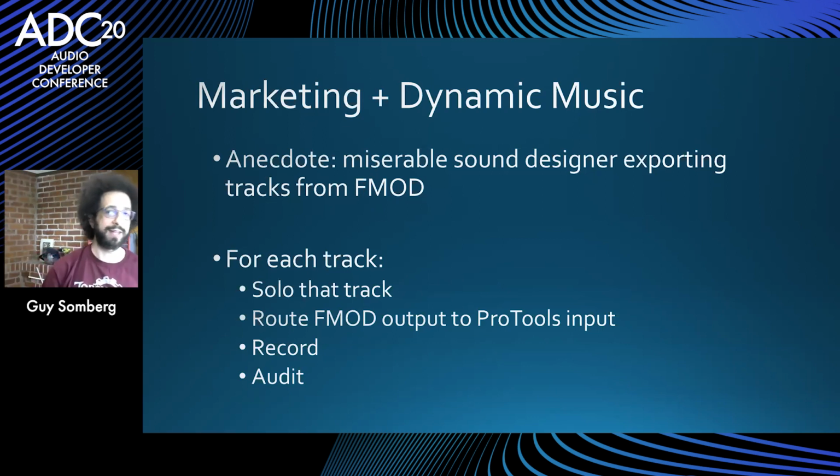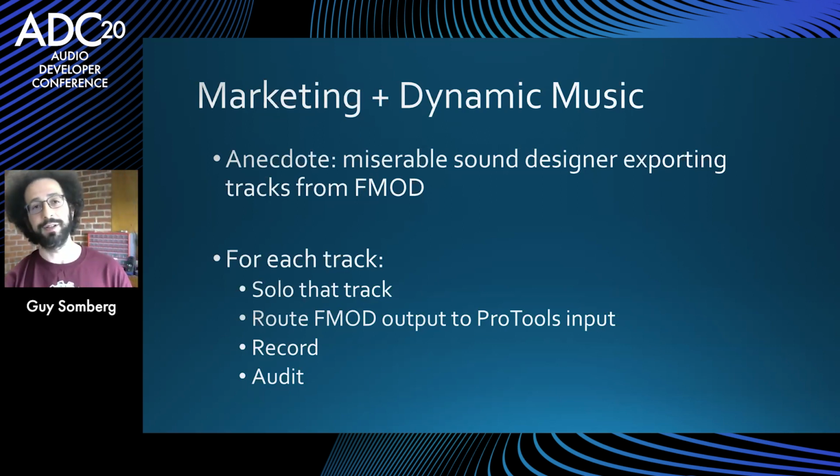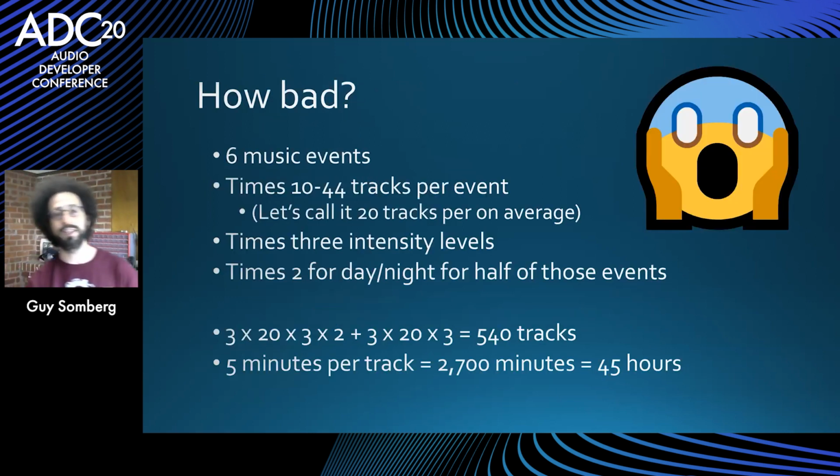This was the thing she had to do for each and every single track for each event in the game. How bad was this? This was terrible. 6 music events, 3 of which are day-night cycles, 10 to 44 tracks per event. Let's just call it 20 tracks on average times 3 intensity levels. That's 540 tracks, which means if we assume 5 minutes per track, that's 45 hours. 45 hours of literally nothing other than just recording this music. This is more than a week's worth of work, right? This is awful. You can't do this. This is ridiculous. So I told her, stop. Do not do this until I have a chance to look at it.